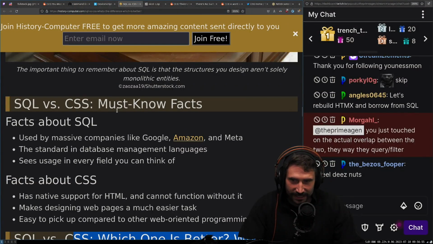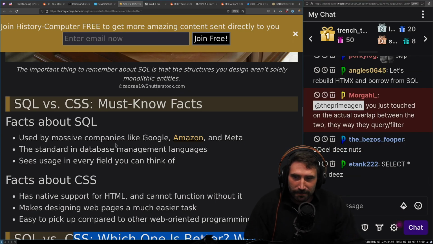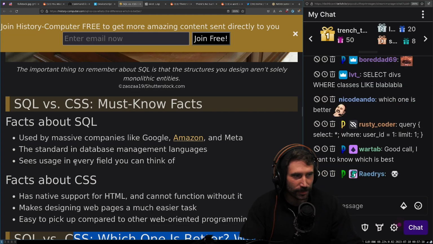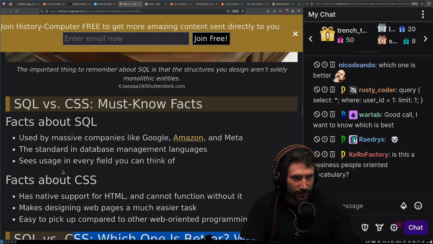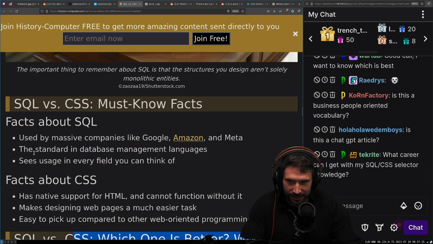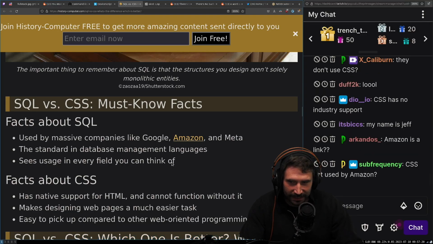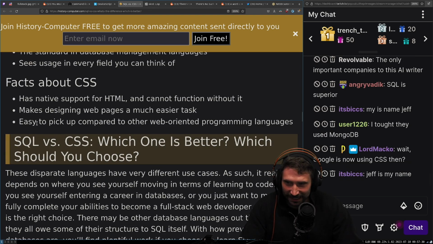All right, SQL versus CSS. Must-know facts. Facts about SQL: used by massive companies like Google, Amazon, and Meta. Unarguable, literally unarguable. The standard in database management languages. Sees usage in every field you can think of. I could probably think of a couple that don't use it.